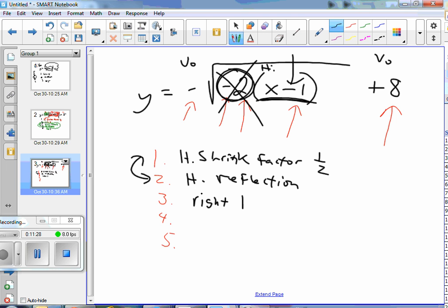Anybody got it right so far? Cool, then you're likely to finish it right. The fourth one is you go to the outside and you do this one first because it is a multiply by -1, and multiply happens before add. So that is a vertical reflect, and that leaves only one thing left, the +8, and that's up 8.